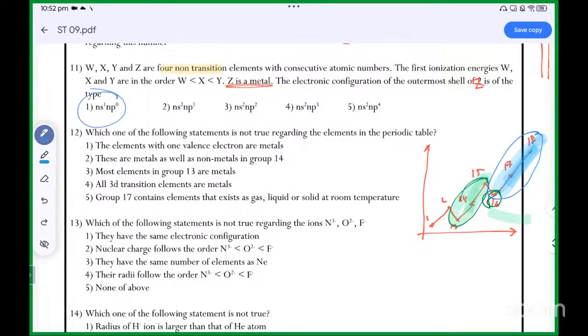Which one of the following statements is not true regarding the elements in the periodic table? Which one of the following statements is not true? Not true. Regarding the elements in the periodic table. Elements with one valence electron are metals. Who says this is correct? Now we talk about valence. Who says this is correct? Who says this is not correct? What do you think?